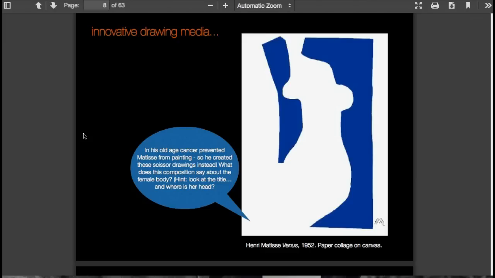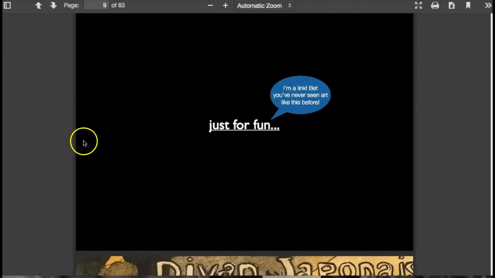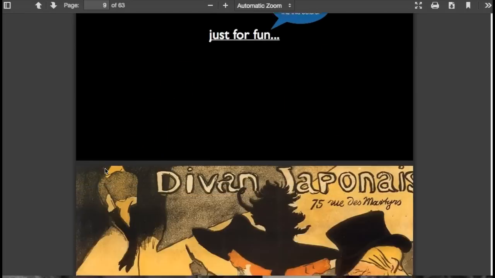And so he's reduced the female body to this form with no head. And of course, the head is where the personality lies. And so she's being cut from that. I want you to just start thinking of these things when you look at these. What is being represented here, and in what way? And then just for fun, I've included this little link of an innovative drawing media, and I bet you've never seen art like this before.